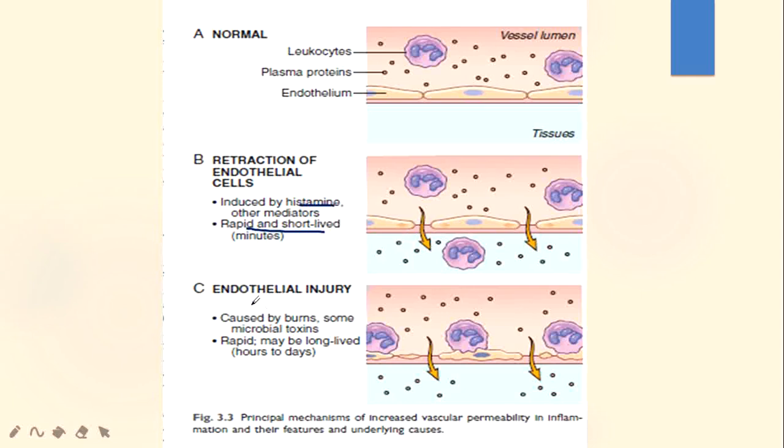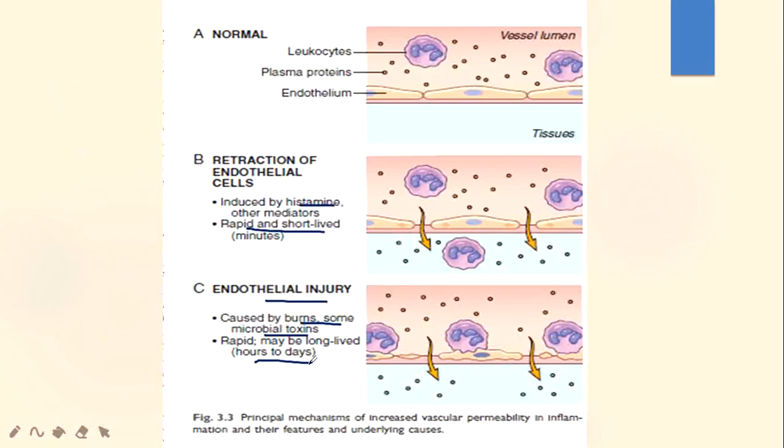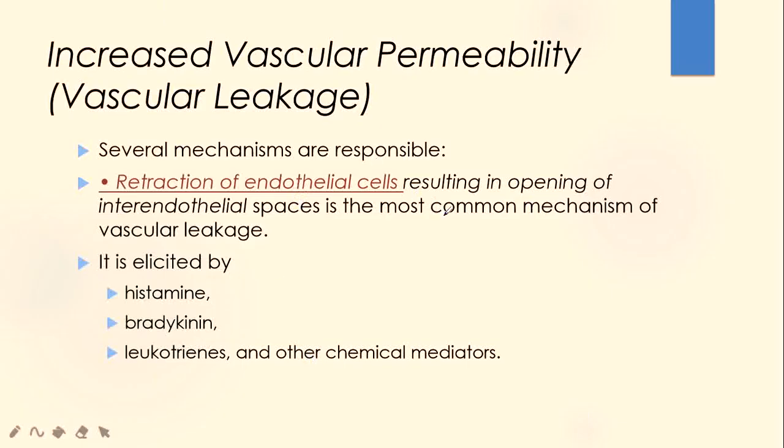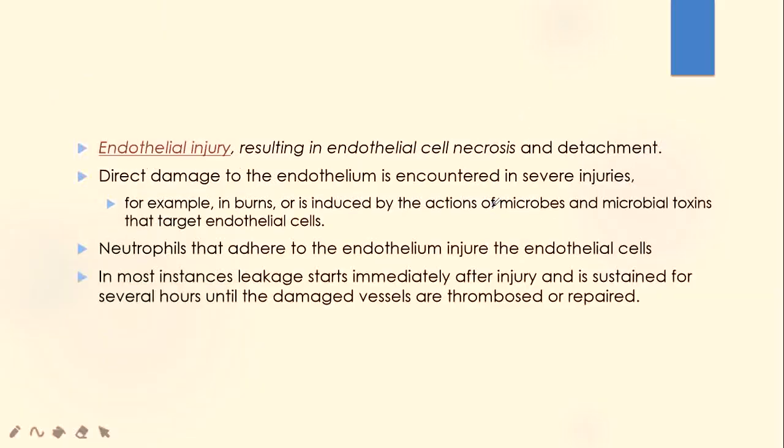The other process is endothelial injury. It is caused by burns and some microbial toxins, and it lasts from hours to days. Retraction of endothelial cells is the most common mechanism of vascular leakage. It is also known as immediate transient response. Endothelial injury results in endothelial cell necrosis and detachment, and neutrophils that adhere to endothelium can also injure the endothelial cells.